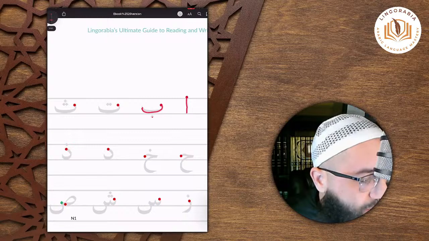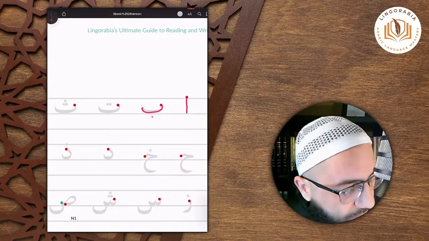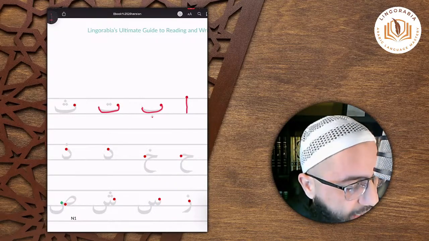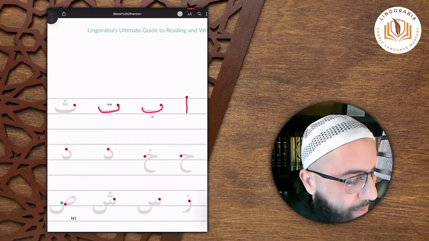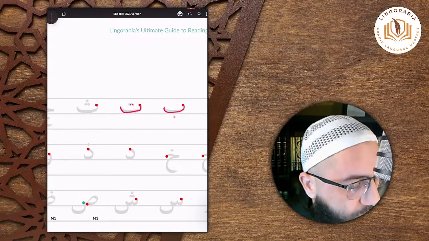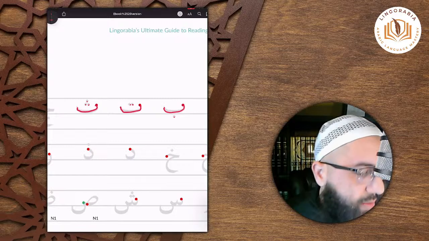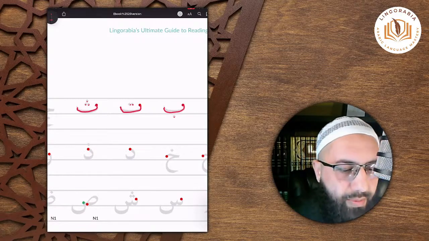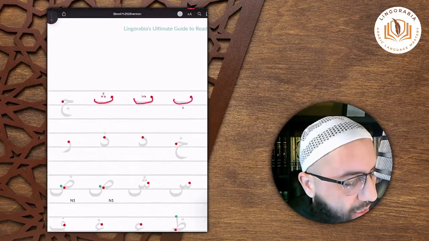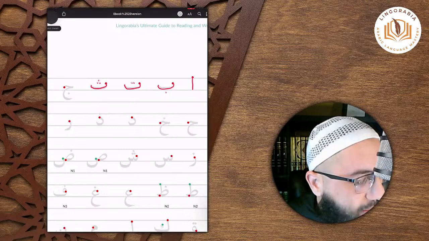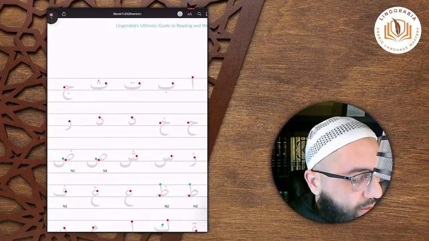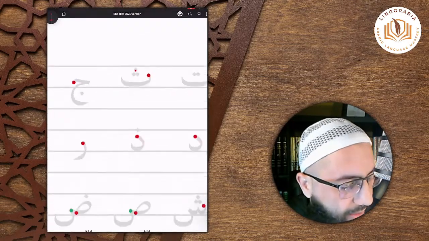So you got the Alif and the Ba, and then you got the letter Ta. Again, the shape of a curve and 2 dots, and the letter Tha, the shape of a curve with 3 dots. So this is the writing. We discussed this yesterday. Now let's discuss the letters of today.